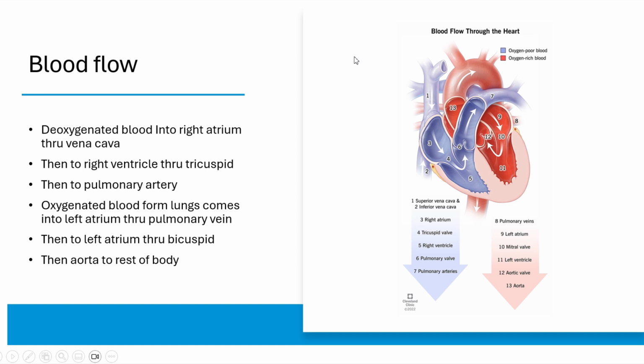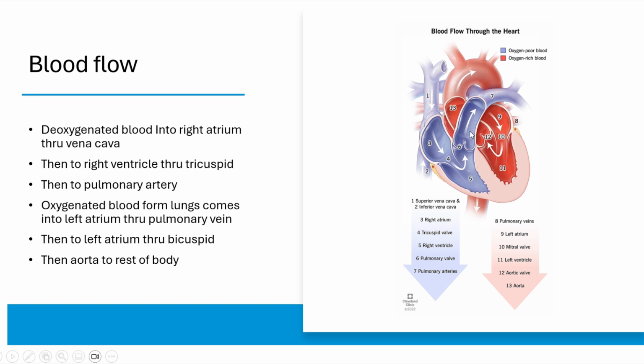It's going to come all the way back through, and then into the vena cava. That's where it says number one. It's going to come through there. Then it's going to move through the tricuspid. The tricuspid is where it says four. It's going to move through the tricuspid from the right atrium to the right ventricle.